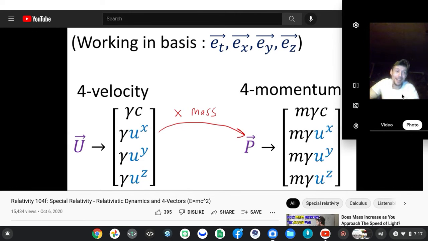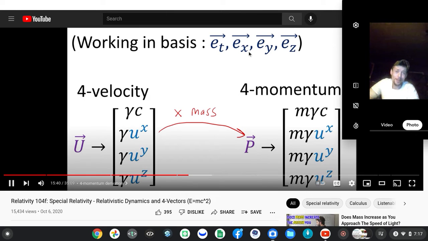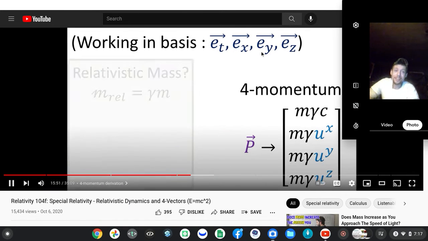Now, I should say that any time I just refer to the mass m of an object, I'm referring to the mass when measured relative to its own reference frame. Some textbooks call this the rest mass, but I'm just going to call that mass.